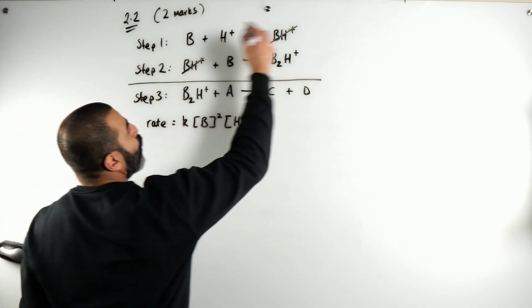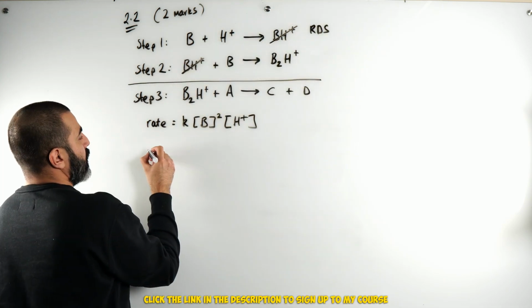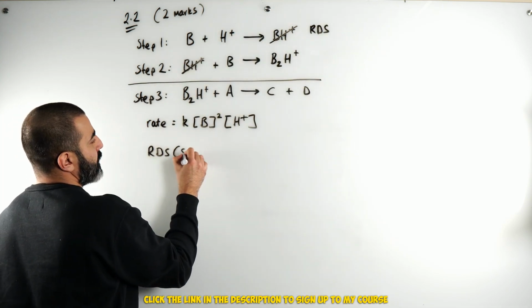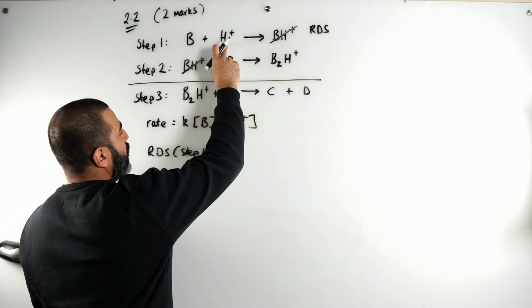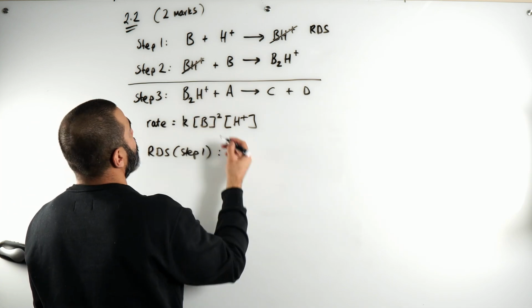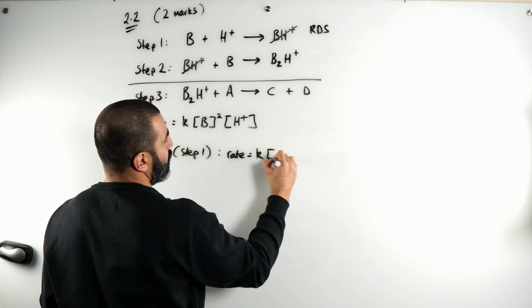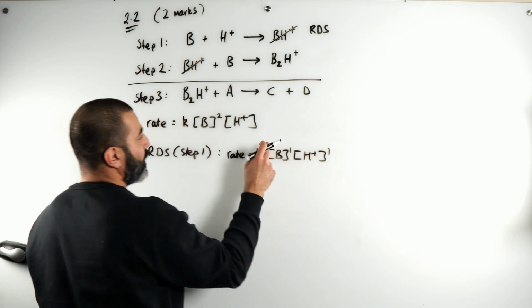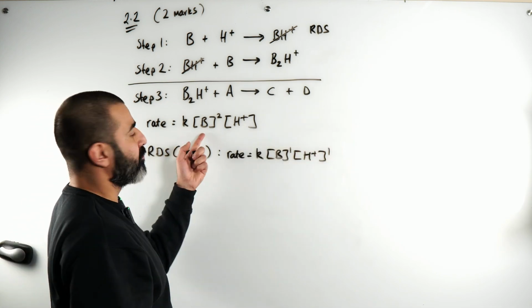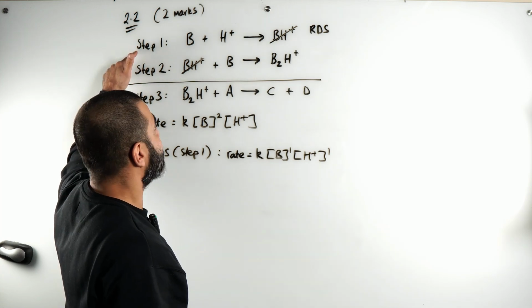Now, let's just unpick that a little bit more. If you'd picked step 1 as the RDS, well, what species would we include? And let's compare it to the actual rate equation. Then our rate equation would be equal to k [B] raised to the power of 1, [H plus] raised to the power of 1. Have a look. Is that consistent with the rate equation? It is not. So the RDS cannot be step 1.